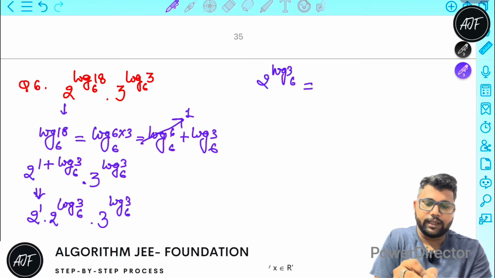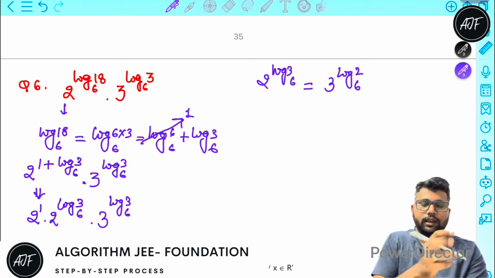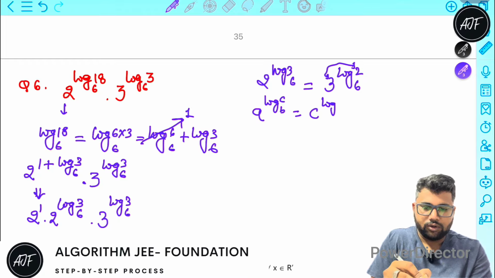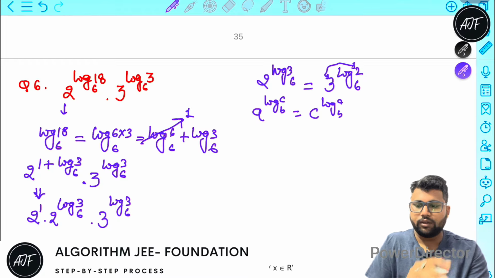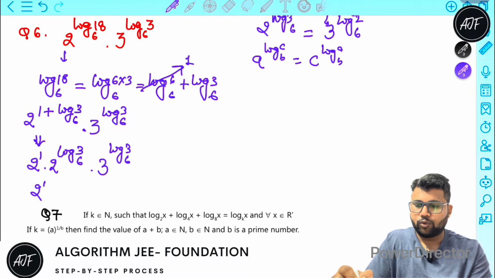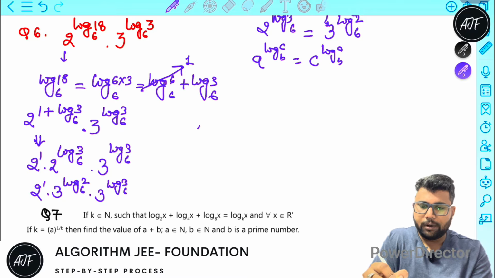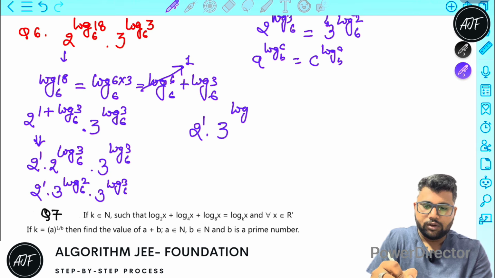Now given 2 power log 3 base 6, can you write it like this, 3 power log 2 base 6, the interchange of A and C, which we already discussed, along with its proof. Applying the same thing, 2 is the same, and we get 3 power log 2 base 6, and now 3 power log 3 base 6. After that, both have base 3, so addition is possible. So 2 power 1 is multiplication, and the 3 powers are added: 3 power log 2 base 6 plus log 3 base 6.